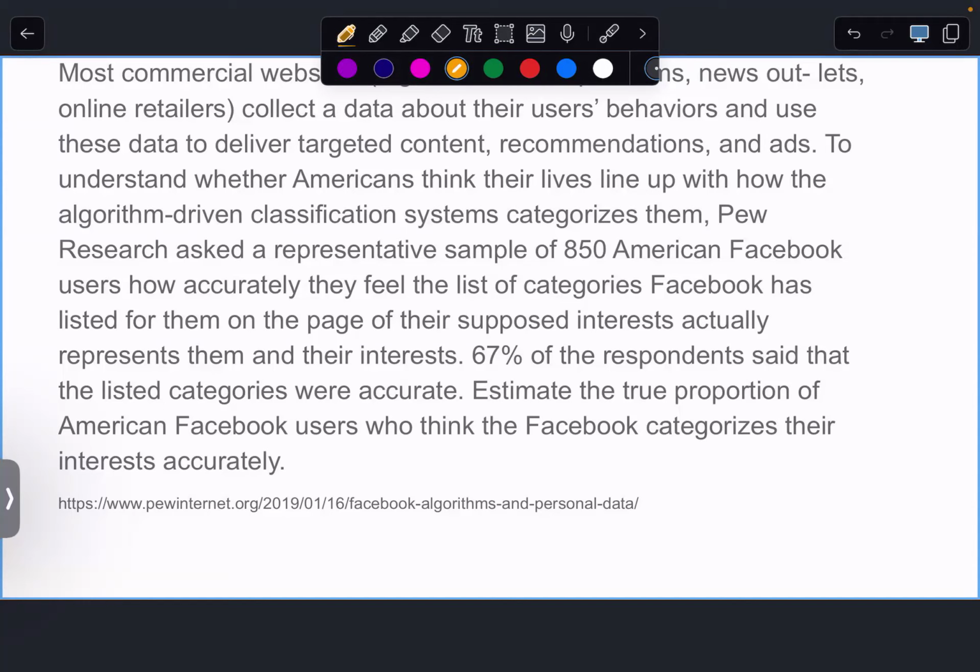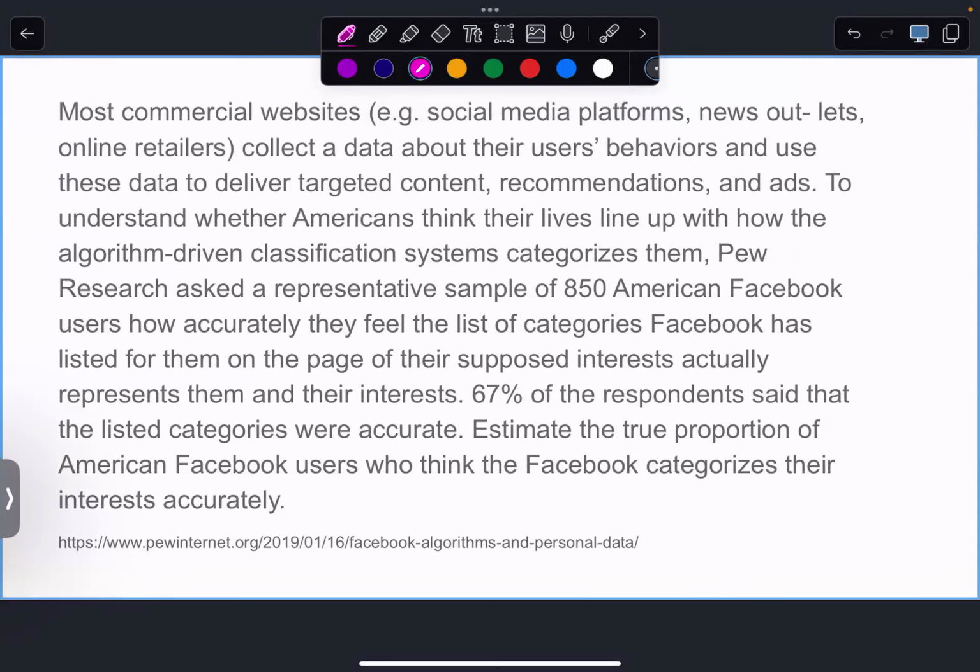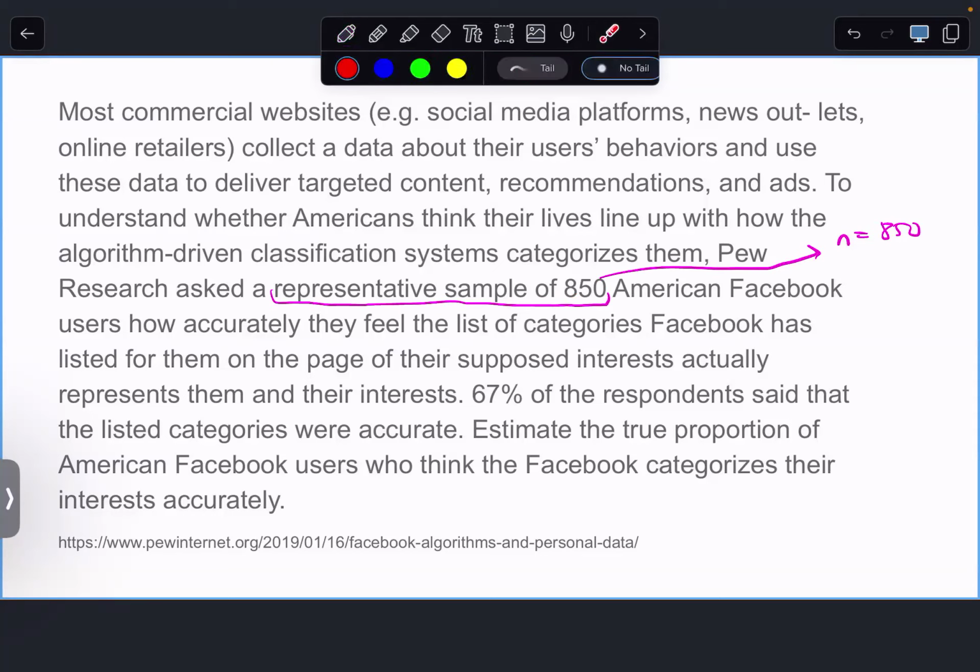Okay, so a lot of stuff here, right? First off, one of the main things that jumped out at me is that we have a representative sample. So we're told it's representative, right? So we can assume that they were randomly selected. Okay. Of 850 American Facebook users, n is 850. It's randomly selected. And then we're told that 67% of the respondents is a sample proportion, right? And so p hat is 0.67.